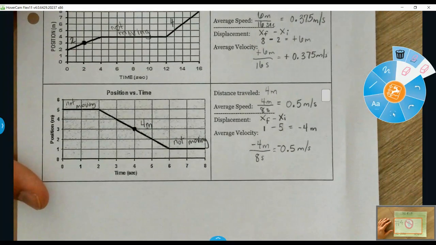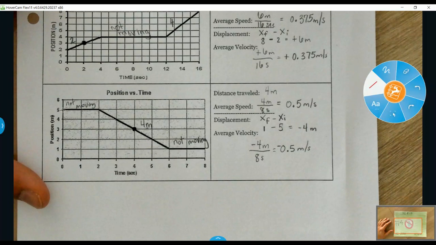In this one, we started off by not moving, and we're at 5 meters, above where we should be starting. And we go from 5 down to right here, and if we go across, that's 1. So we moved a total distance of 4 meters. And then in this last couple seconds, we're not moving again. So the total distance traveled is only 4 meters. Average speed, total distance over the total time, 0.5.